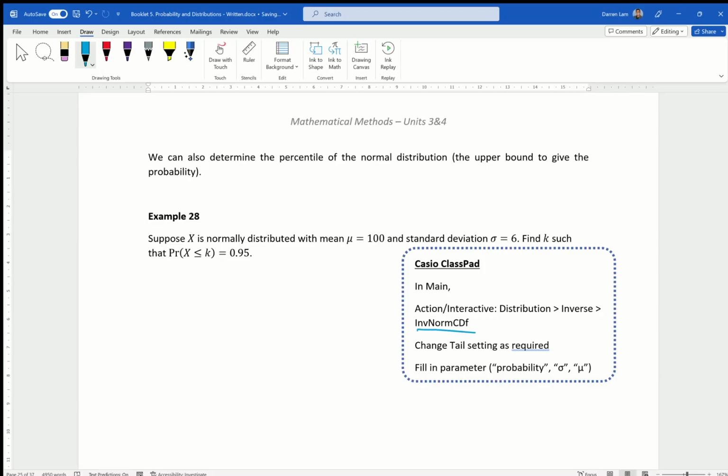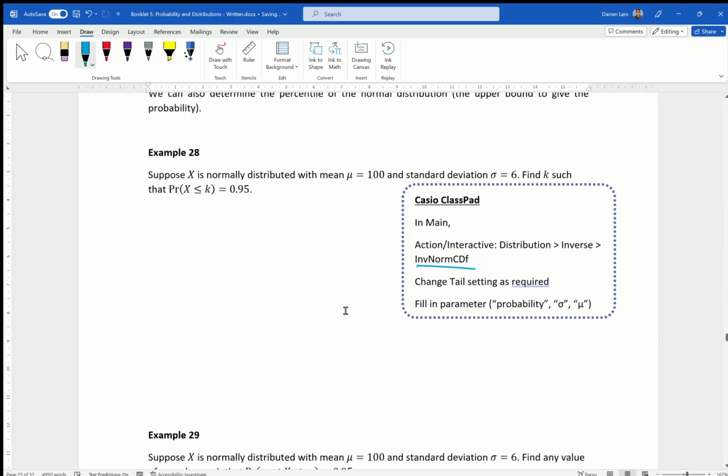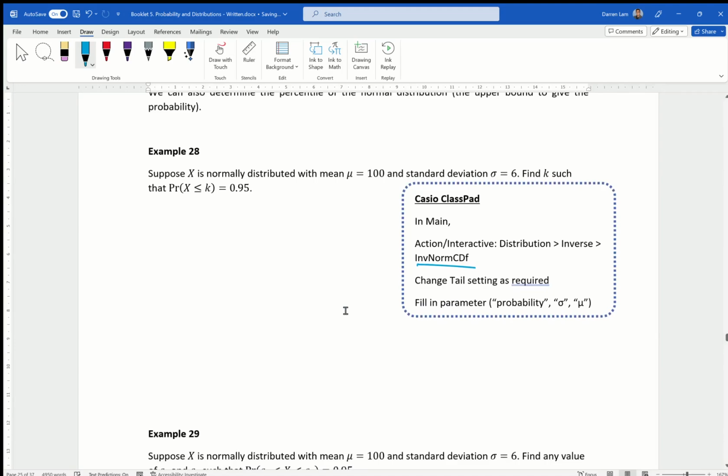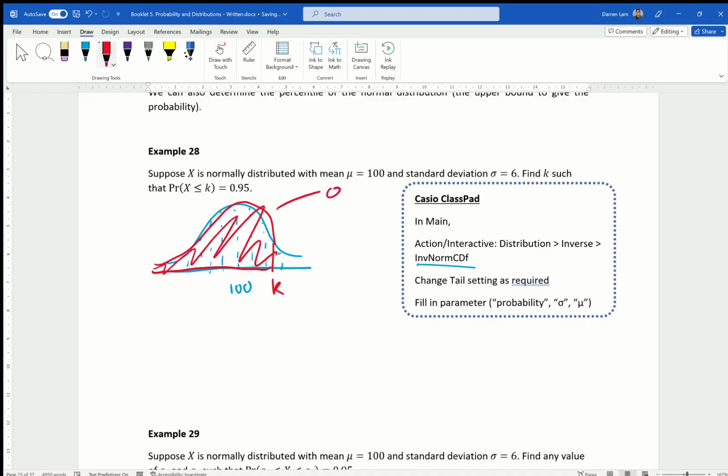It's right here. Suppose x is normally distributed with a mean of 100 and a standard deviation of 6. Basically, it's going to look like this. Each one of these lines represents 6 units across, a standard deviation. Find k such that the probability of x being less than k is 0.95. In other words, let's put this line, and I'm going to randomly pick a point, let's say here. Call that k, and we're going to try and find the area of this section here, and let that equal 0.95, or 95%.